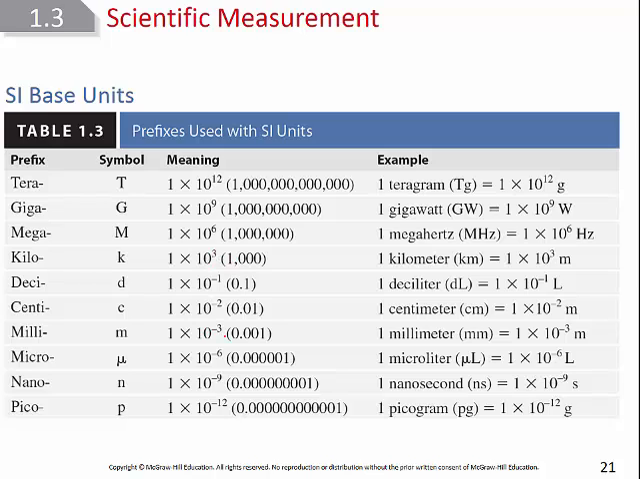10 to the negative third, or 1 over 1,000, is milli. So using this chart, you can convert in between units. And we'll see this later when we get to the last section of the chapter and actually do some unit conversions.